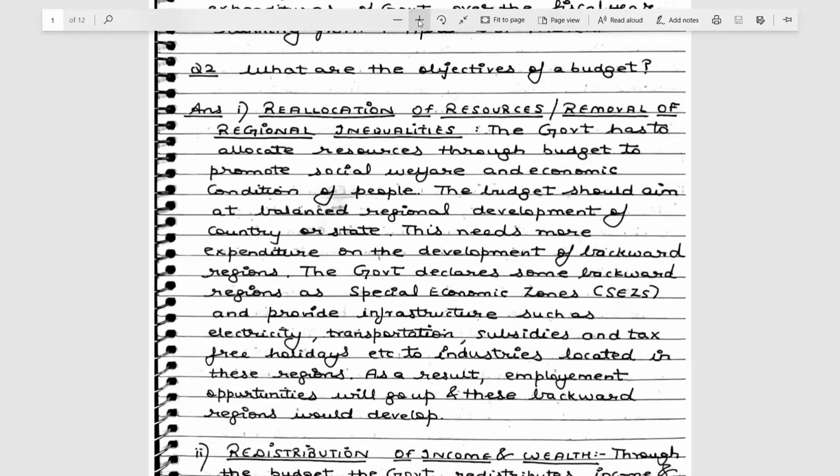Just an interesting fact for all of you: the first special economic zone in India was Kandla in Gujarat. Kandla in Gujarat was the first special economic zone in India. Basically, it's a port. If you know, it's a seaport in Gujarat.